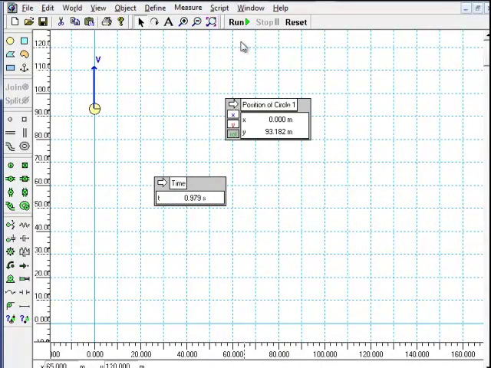So it's a little bit less. Let's see if I can get even closer. I don't know. Yep, see now it's at 1.024 seconds. It's still not at 100 meters because gravity slowed it down. I'm going to try it one more time.